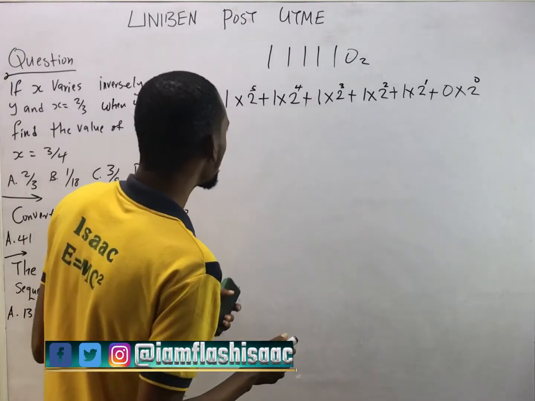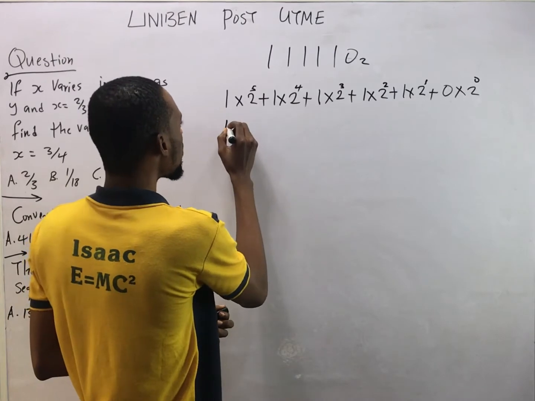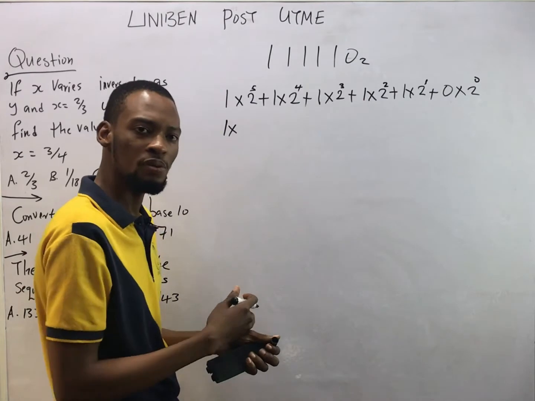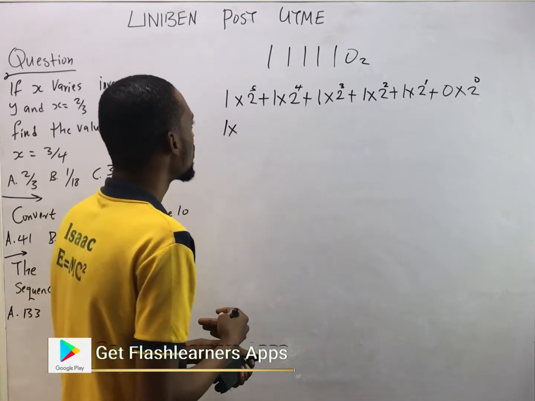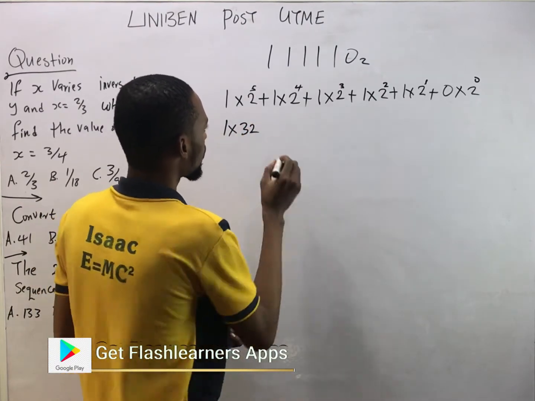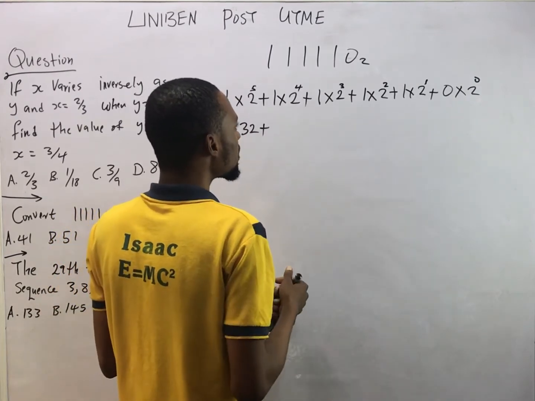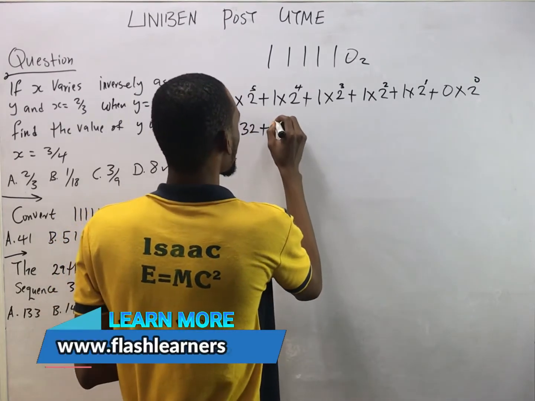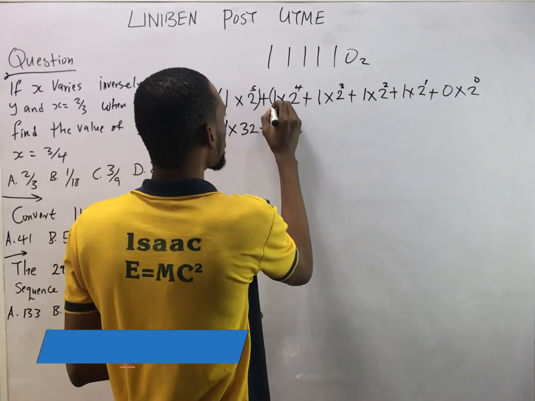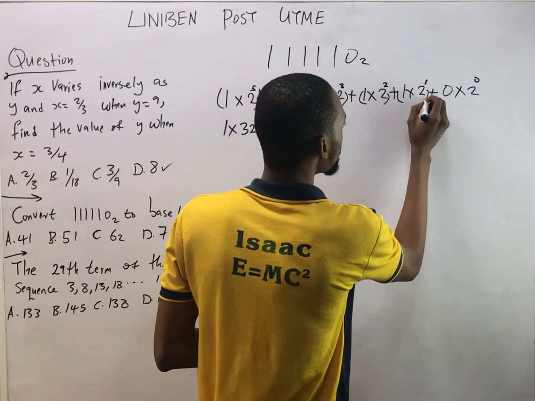So now that we've done this, we'll start to break it down. Here I'll give you 1 times 2 raised to the power of 5, which is 2 times 2 times 2 times 2 times 2. That should give you 32. Plus 2 raised to the power of 4 is 2 times 2, 4 times 2, 8 times 2, 16. So this is 1 times 16. You can put it in brackets if it will help you understand what you are doing. It's optional.